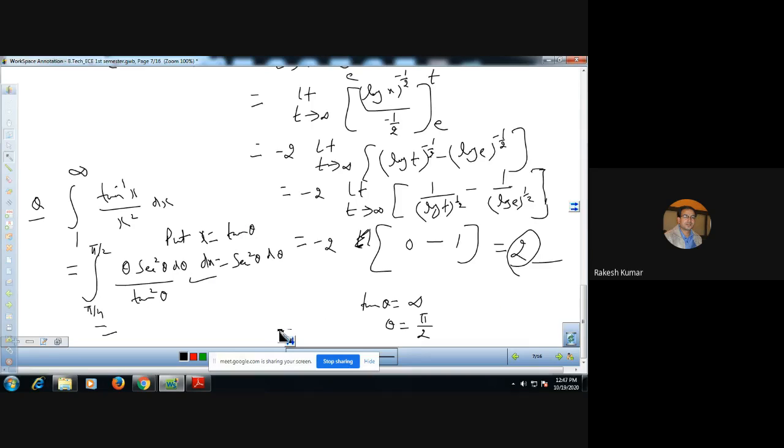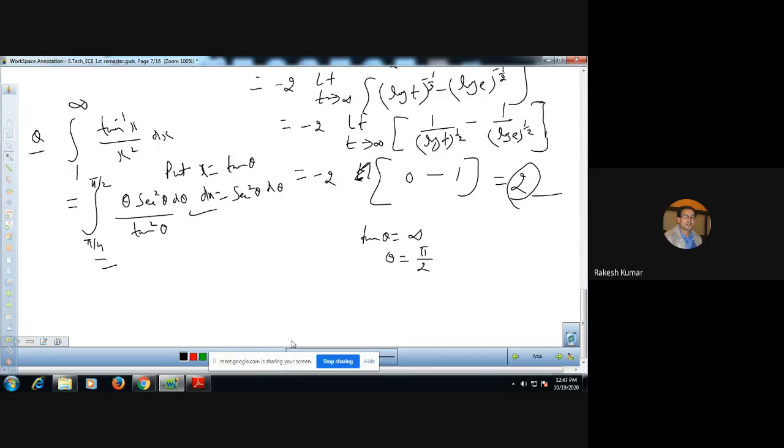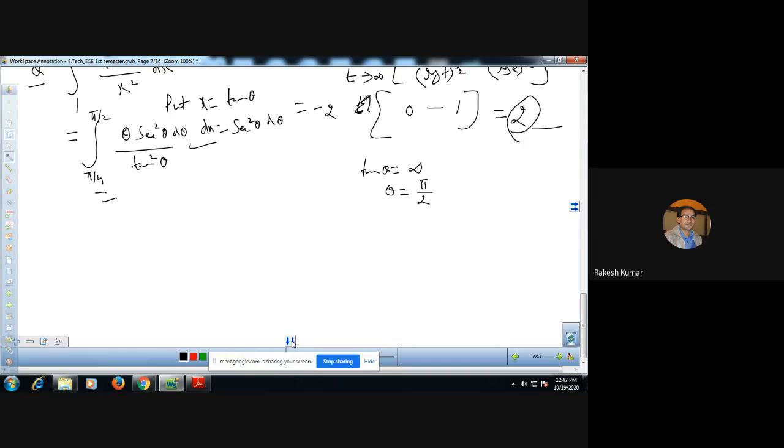So this is the way to solve improper integrals. Only difference is their limits will be in terms of infinity. This is the difference between proper integral and improper integral. Earlier in the previous class, we did questions related to proper integrals. But today we are doing the questions related to improper integrals.